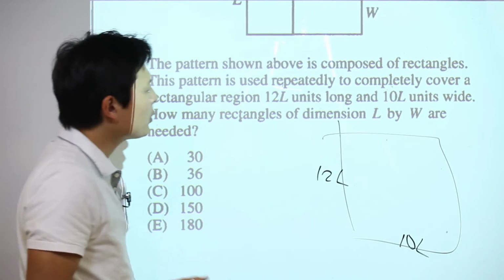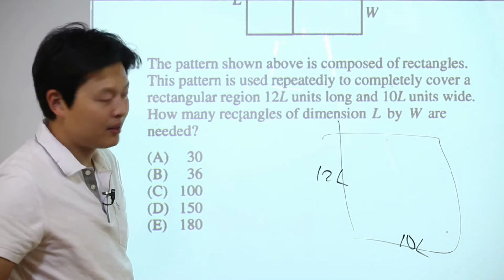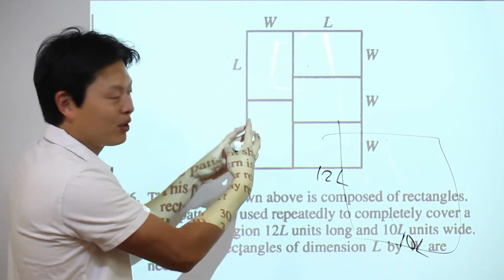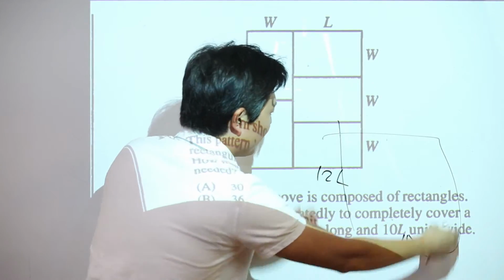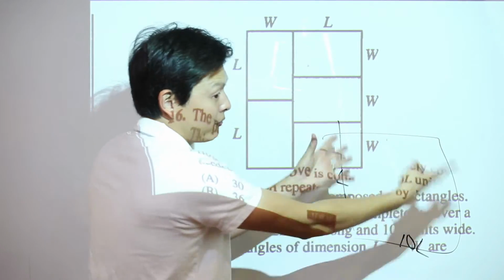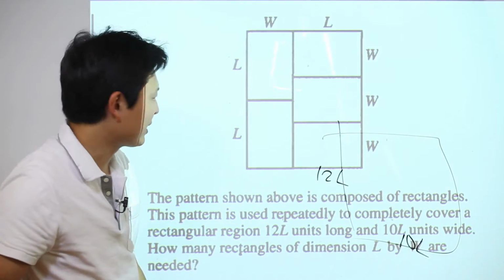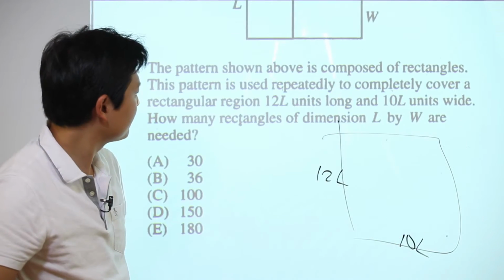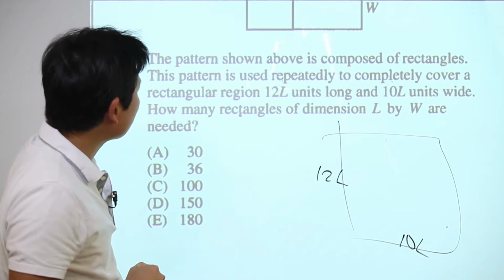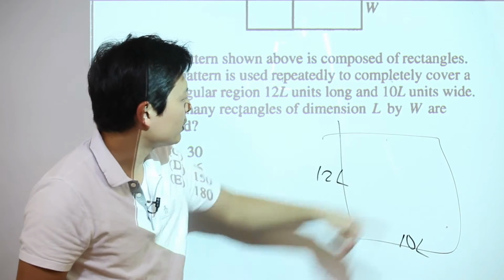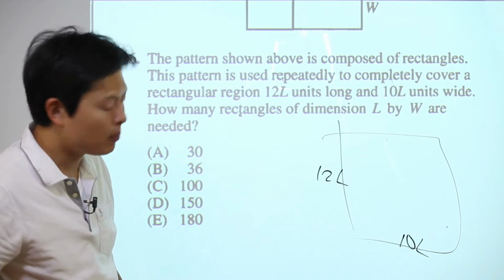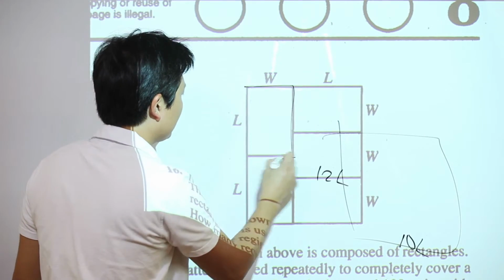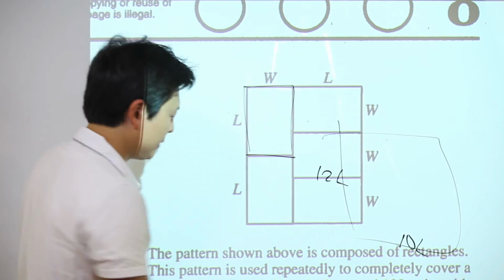And what we're doing is using this pattern right here, right? This guy right here. So these are actually smaller in relation to this huge floor that we're trying to cover with tiles that look like this, right? How many rectangles of dimension L by W are needed? L by W, how many of these are needed is the question, right?